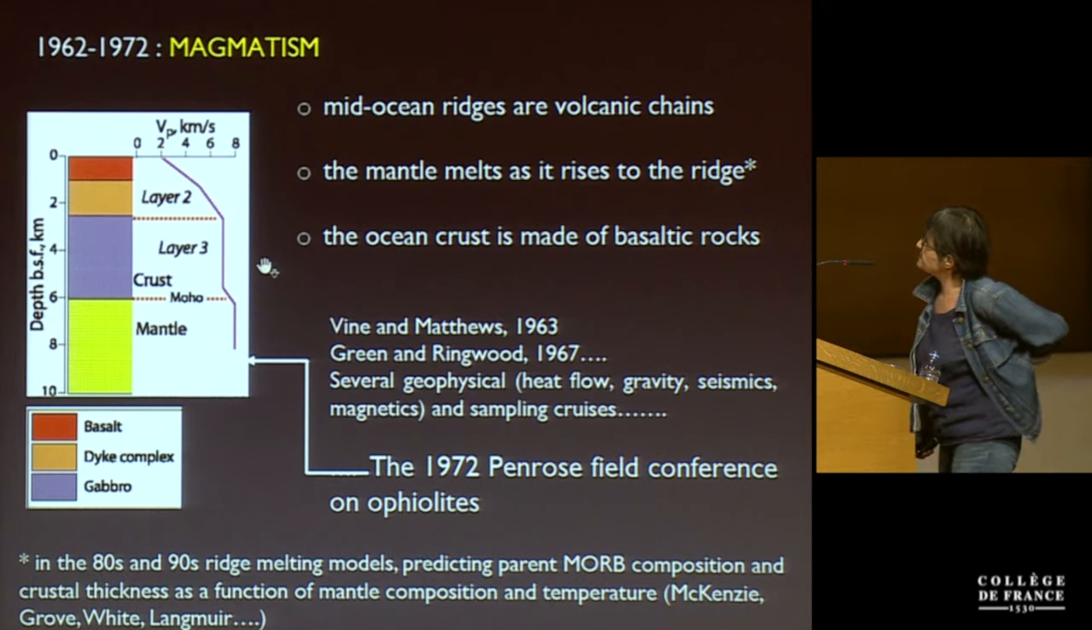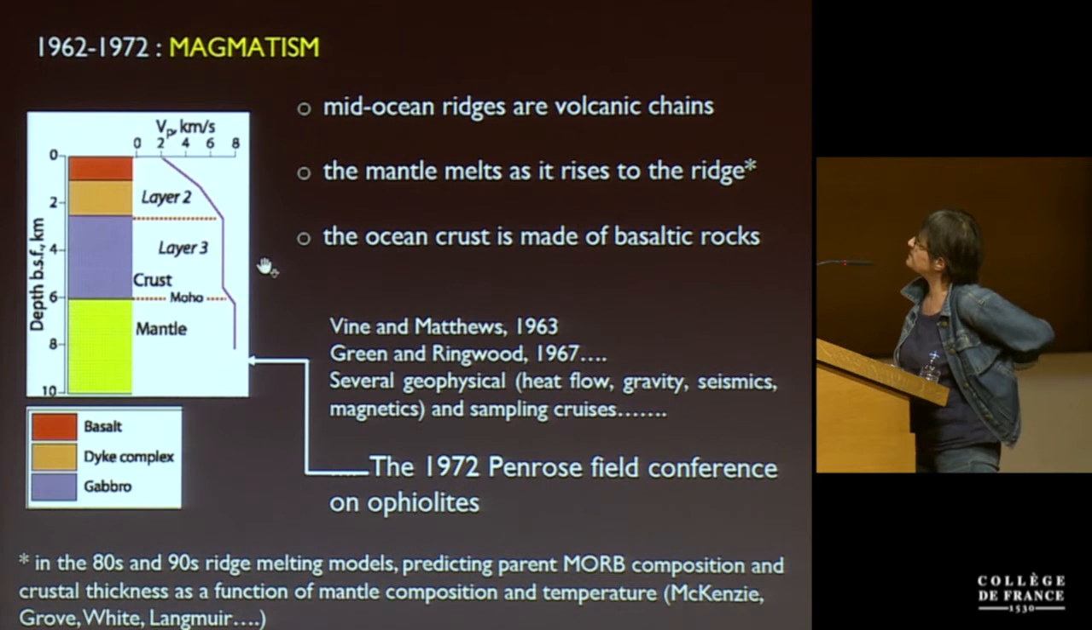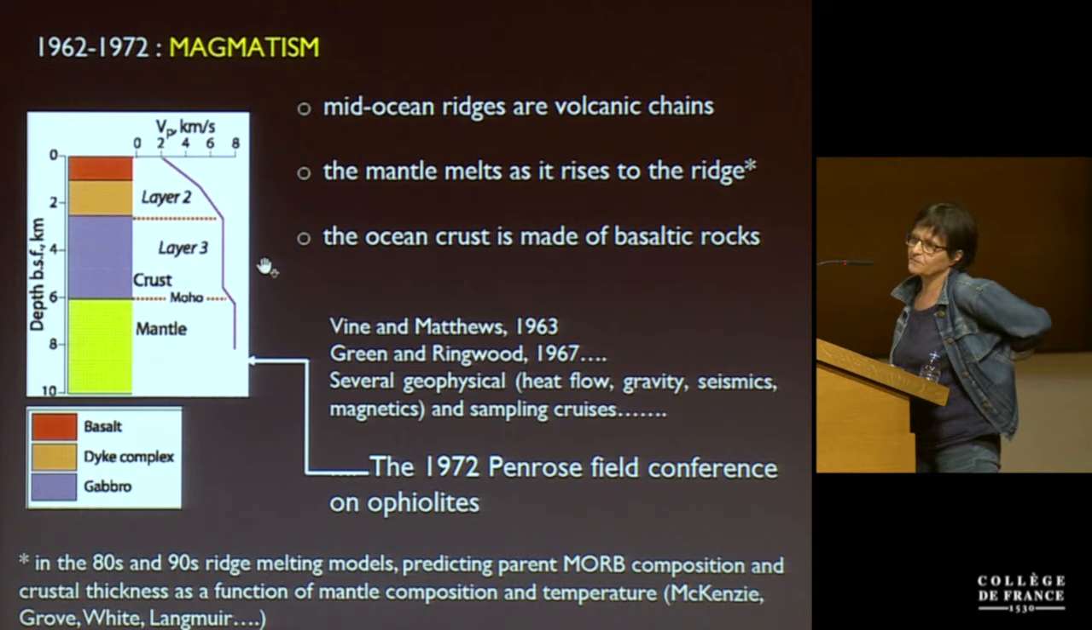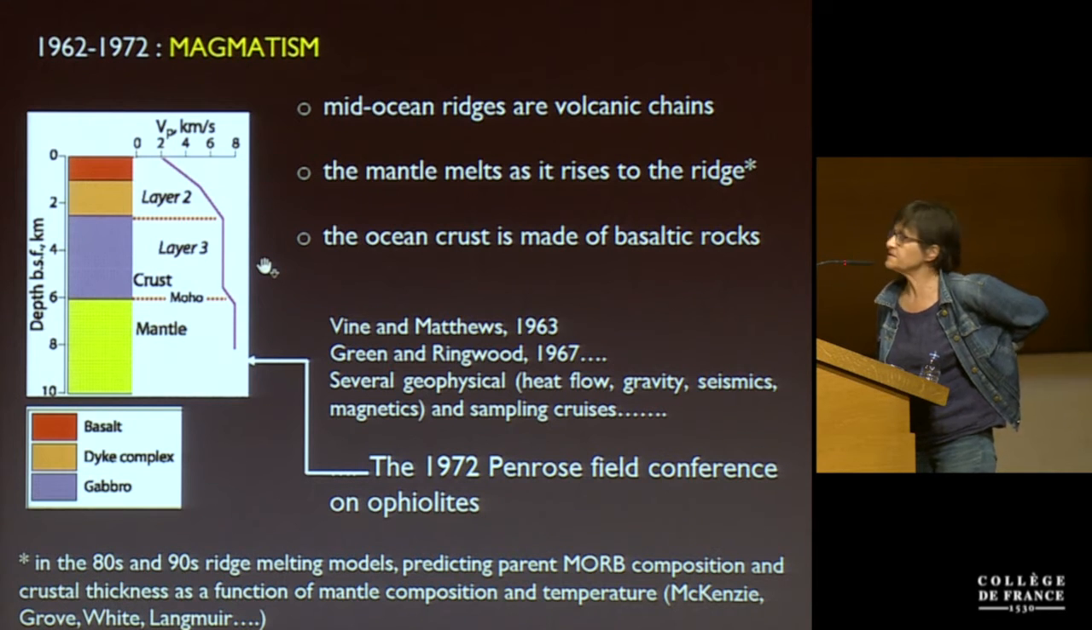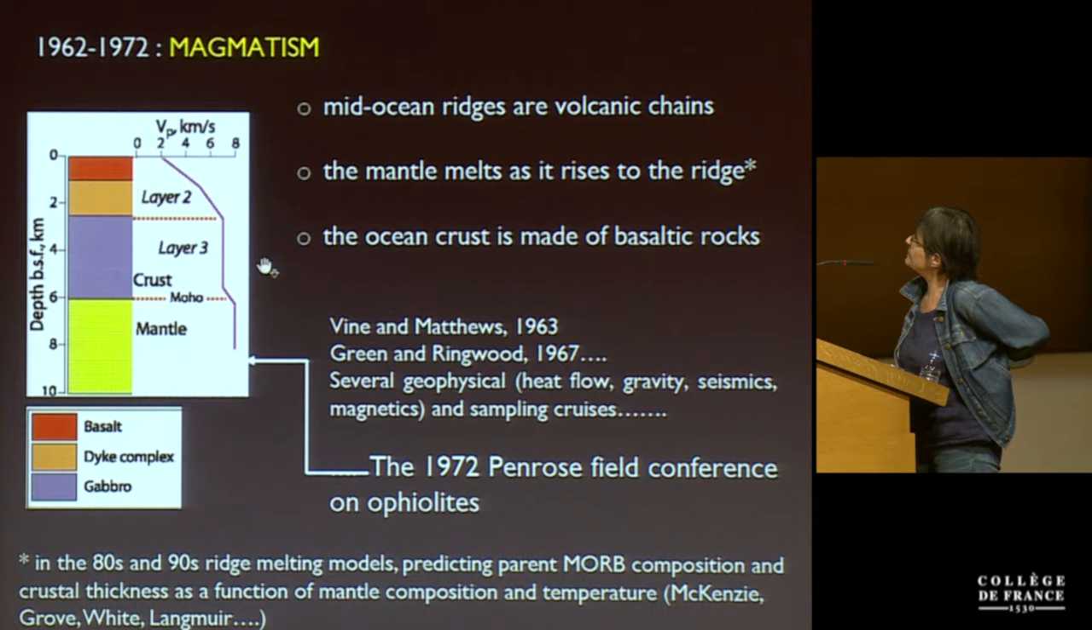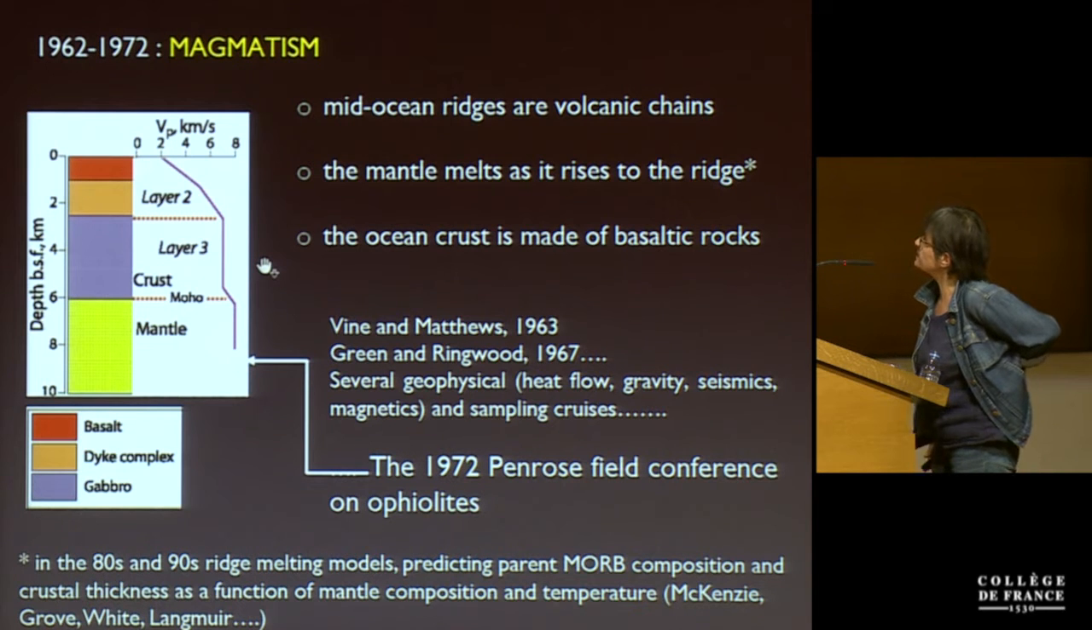And then this is a busy slide, but it's the discovery of the magmatism ingredient. And it starts with, of course, it's based on many cruises, heat flow, gravity, seismic, magnetics, and of course also sampling cruises. And the sampling cruises show that the Mid-Oceanic ridges are volcanic chains. And then there is the modeling and the understanding and experimental work on peridotites also that allowed people to build the first models of mantle melting.